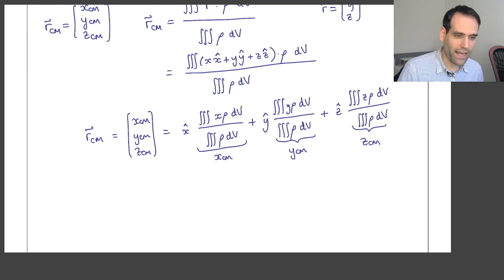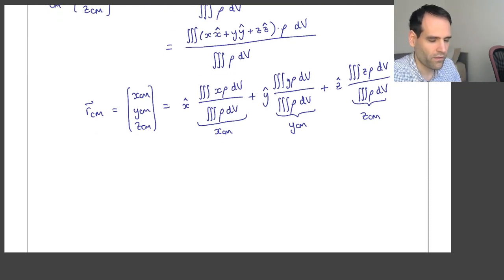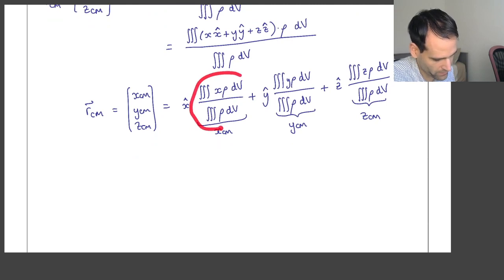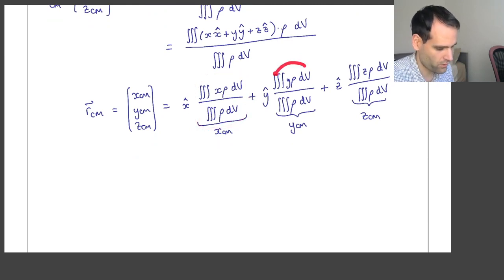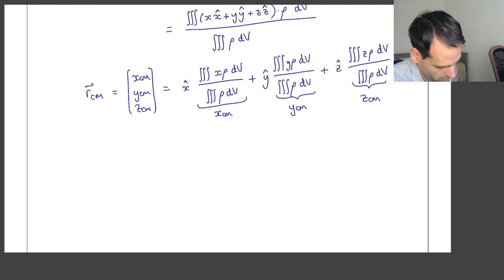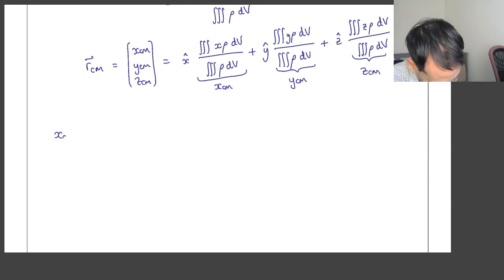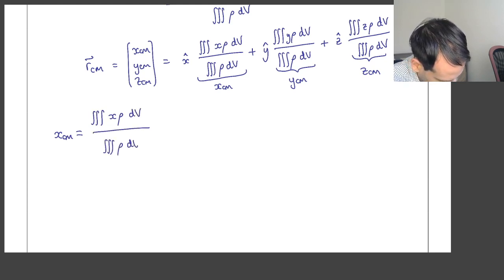So we can calculate this, of course. So instead of calculating the three terms, let me show you how to calculate the first one. But of course, the other two, you have the solution in the notes, so you can go. But let's calculate only the first component of the center of mass. So x center of mass is equal to the triple integral of x times rho dV divided by the triple integral of rho dV.